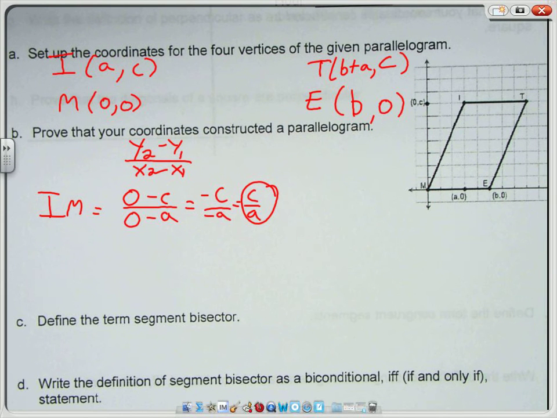Let's do the slope for M to E next. The y value for E is 0 minus the y value for M, which is 0, over the x value for E, which is B, minus the x value for M, which is 0. We're going to get a 0 on top. What does that mean the whole slope is? 0.